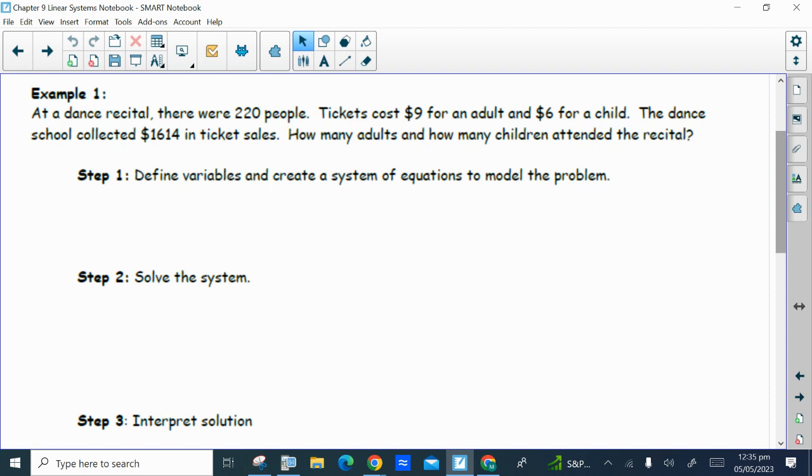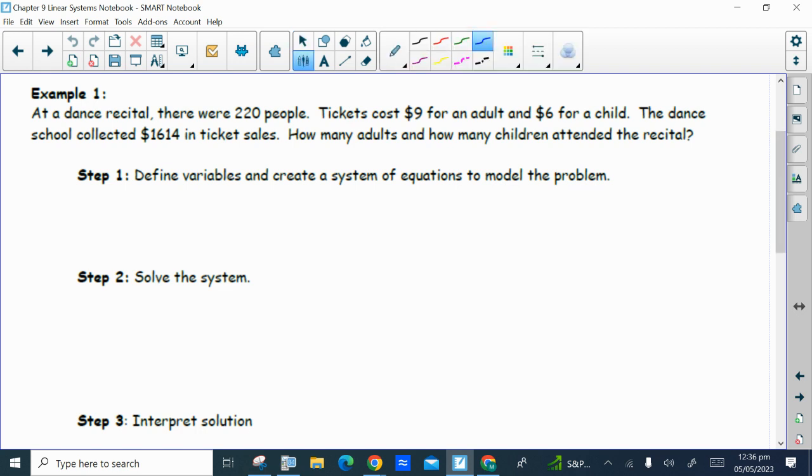So at a dance recital, there were 220 people. Tickets cost $9 for adults, $6 for children. They collected $1,614 in ticket sales. How many adults and how many children attended the recital? We have to define our variables and create a system of equations. The question tells us what we're looking for. We want to find out how many adults attended the recital and how many children.